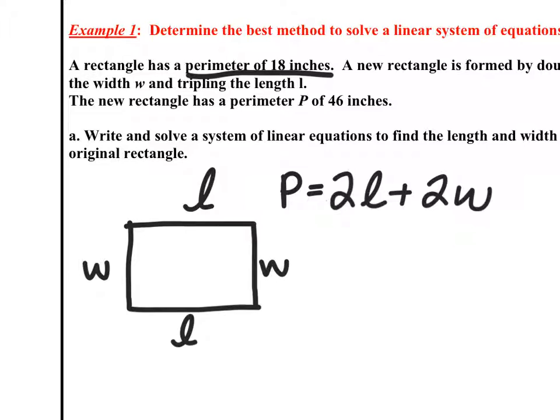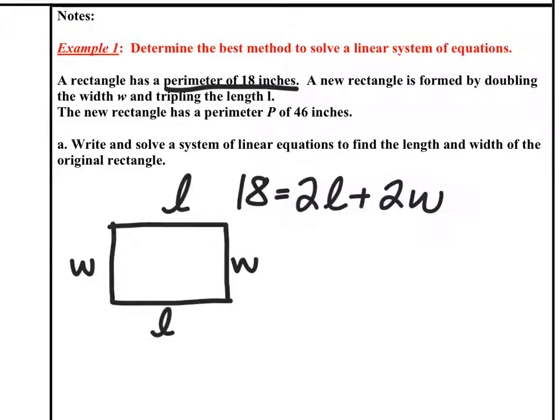But we're told the perimeter of the original rectangle. What is it? 18. It's 18. So let's go ahead and change P. Let's make that 18. Okay. New rectangle is formed by doubling the width and tripling the length.